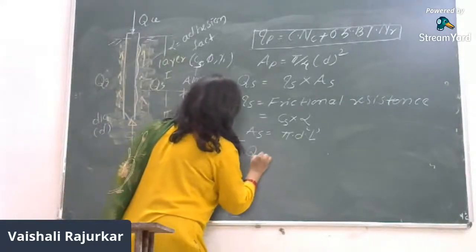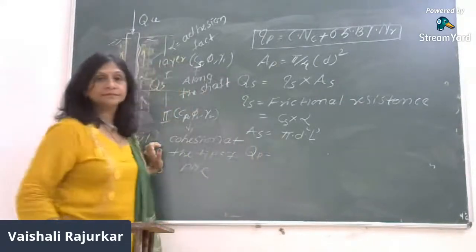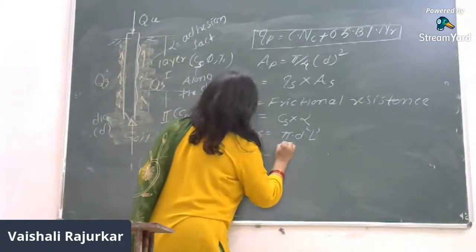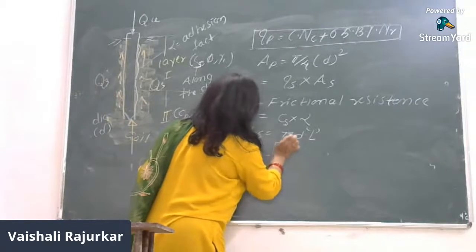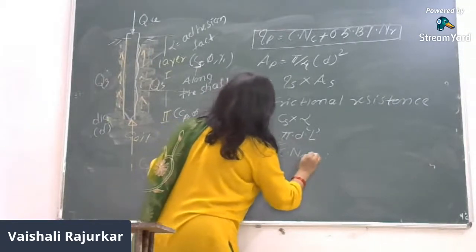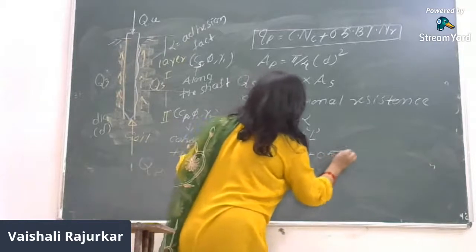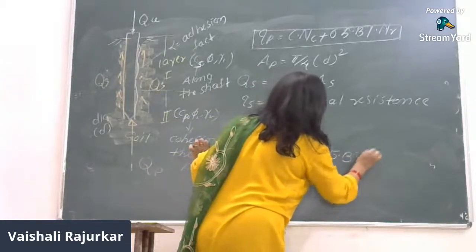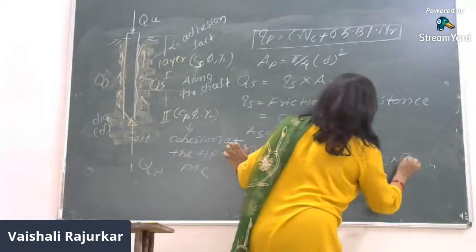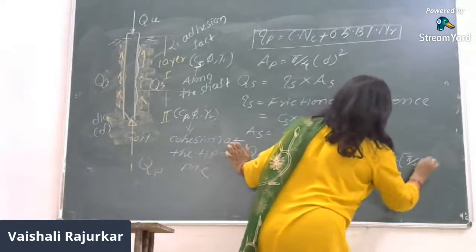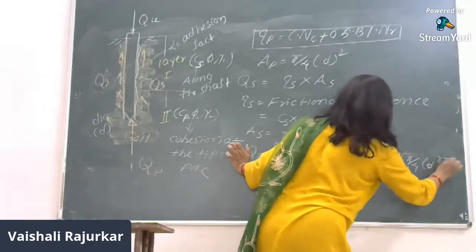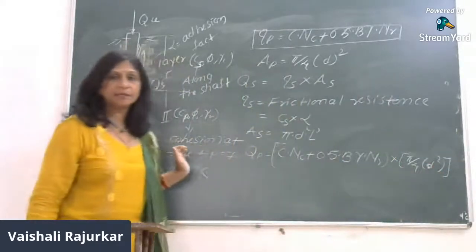So in this case, this QP is equal to C into NC plus 0.5 B into gamma into N gamma, multiplied by pi by 4 B square. Pi by 4 B square is the cross-sectional area at the tip of the pile.